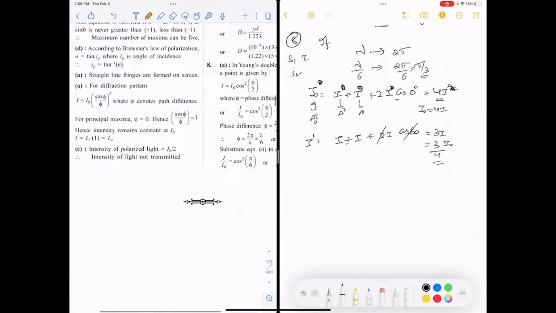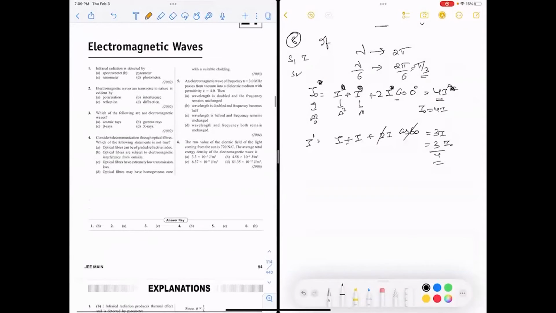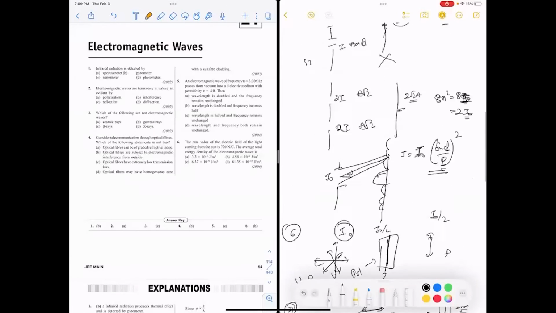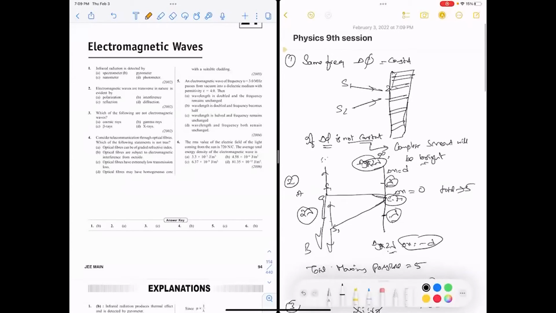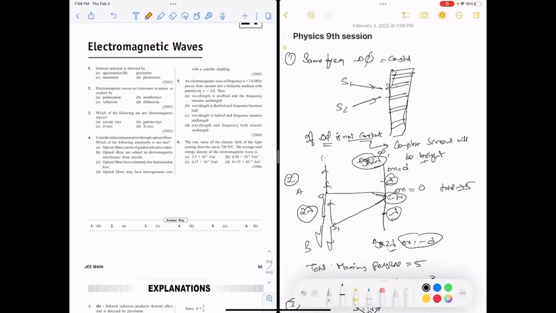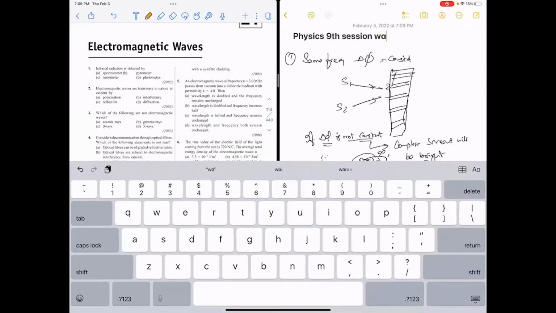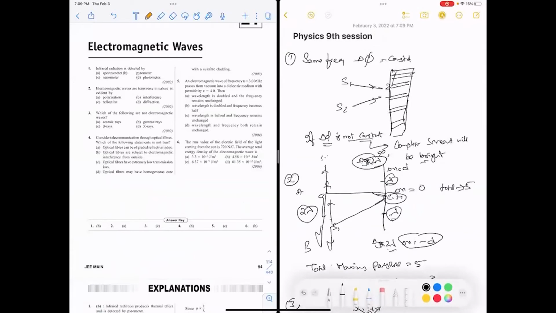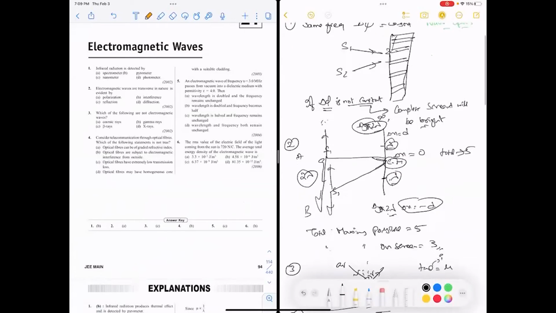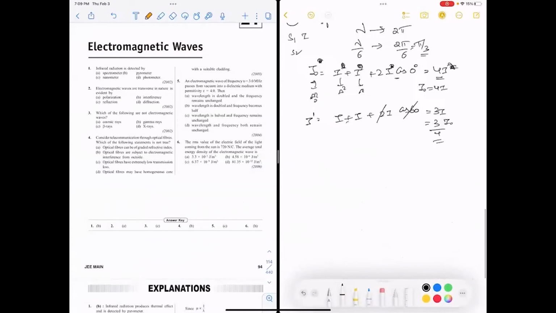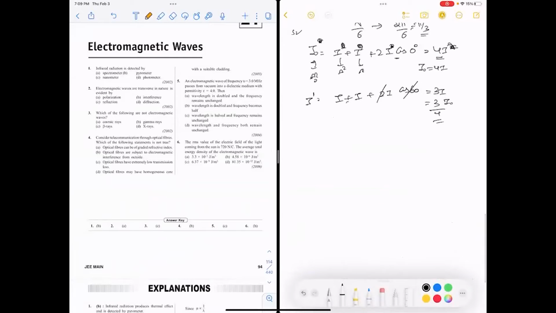So this is done. Next, EM waves. So that is wave optics. This is wave. Let us write it here. It's some little different color. What is next? EM waves.